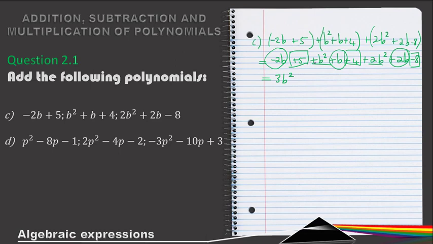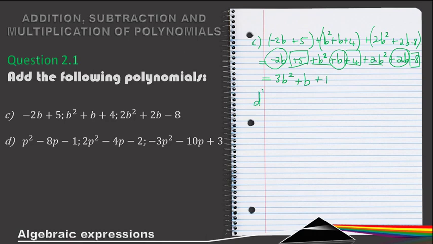So what would actually be easier is if I just look at this one. I see this is minus 2b, that's plus 2b. So these two become 0, and then I'm just left with this plus b. And then constants, we've got 5 plus 4 is 9, minus 8 is 1.